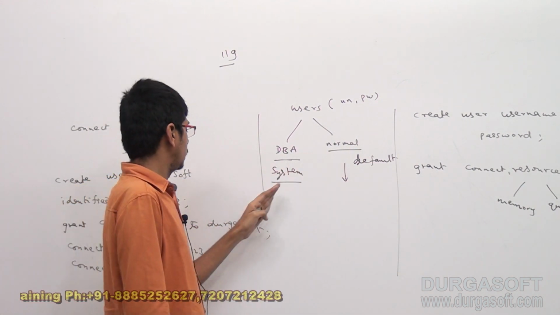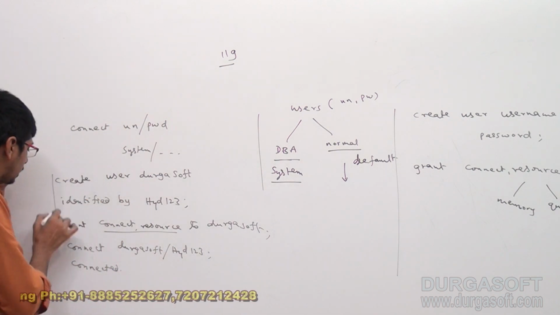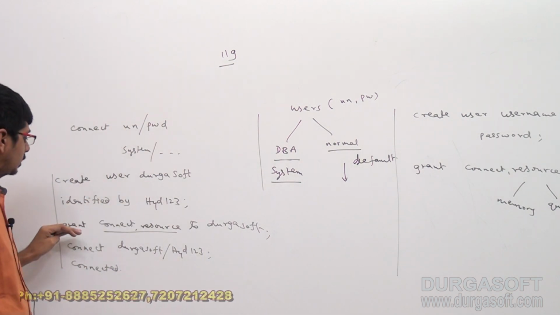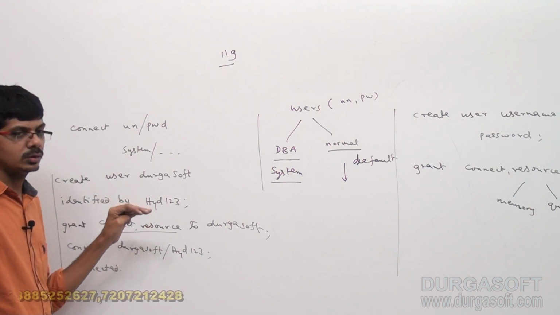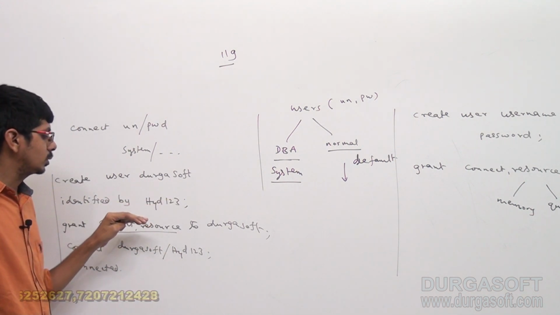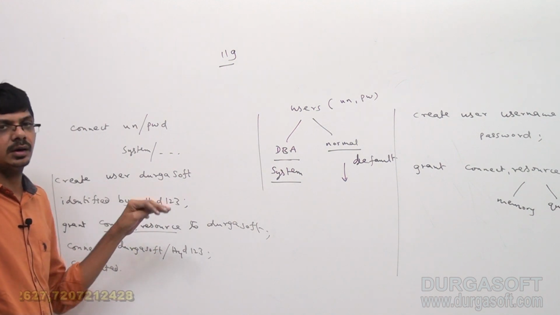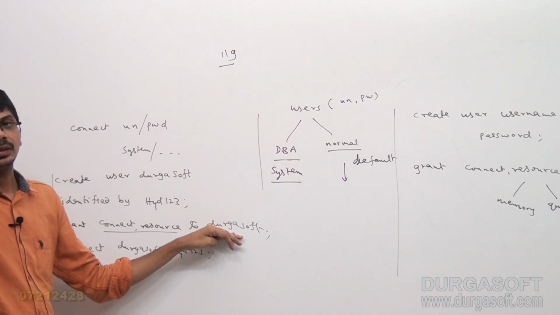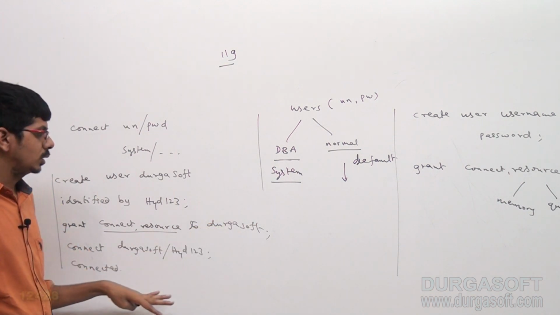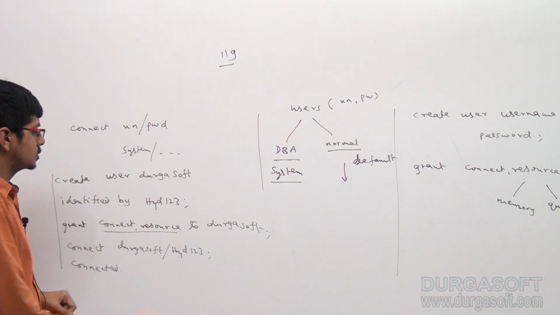So we have created the user like this, and we have given some permissions, that is to connect to the database and to get the resources like memory and queries. Okay, those permissions are given to the new user, that is DURGASOFT. Okay, now you can work with the user DURGASOFT.